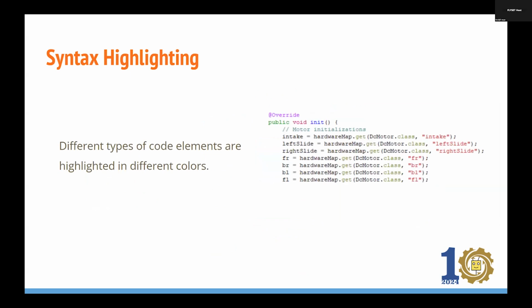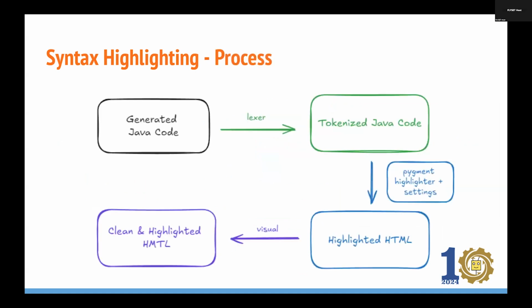So about the syntax highlight I was talking about earlier. Essentially, it just allows the code to have color, and it's a great visual appeal. The main process for this is after I take my generated Java code, I use a lexer, which tokenizes the Java code. This breaks it up so a Python library called Pygments can understand it, and it can effectively highlight it, turning it into HTML code. I then apply my own settings and I receive the HTML file, which is highlighted. And once going through visual cleanup, such as color modification and indentation, I have a clean and highlighted HTML.